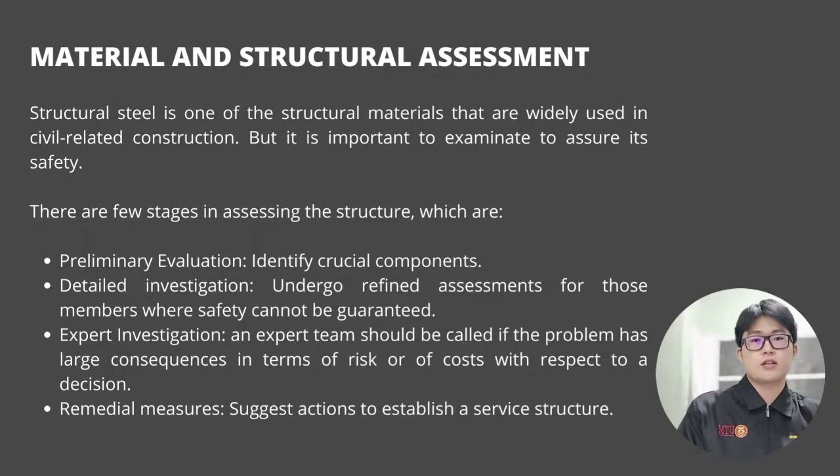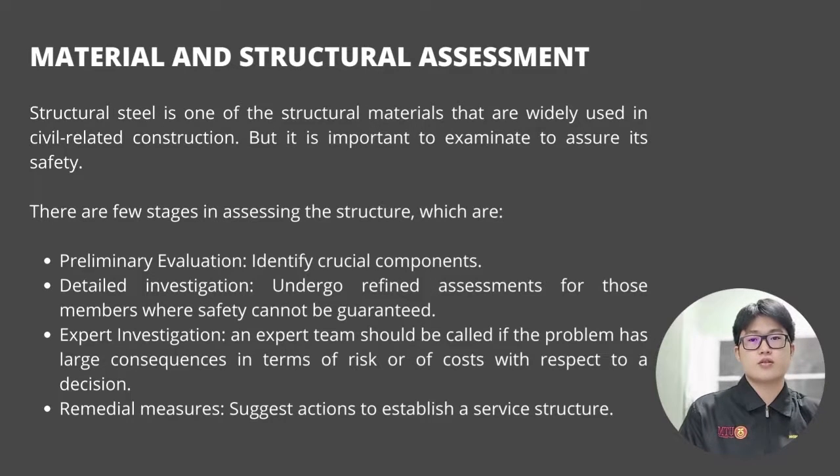In this stage, the purpose is to identify the crucial components or elements of the building in order to remove any existing concern regarding its safety. This is done by compiling data about the structure from drawings and the design calculation, and also by conducting a site inspection and many others. The next stage, stage 2, is about the detailed investigation. The purpose of this stage is to undertake a refined assessment for those members where safety cannot be guaranteed. This can be done by carrying out quantitative inspection, for example, low-tech, non-destructive test methods.